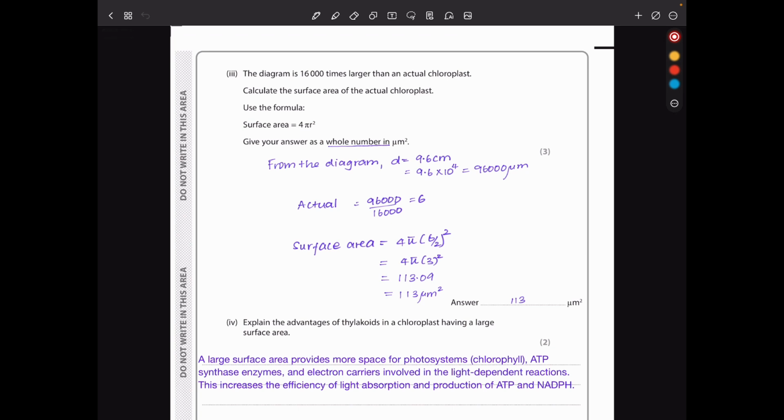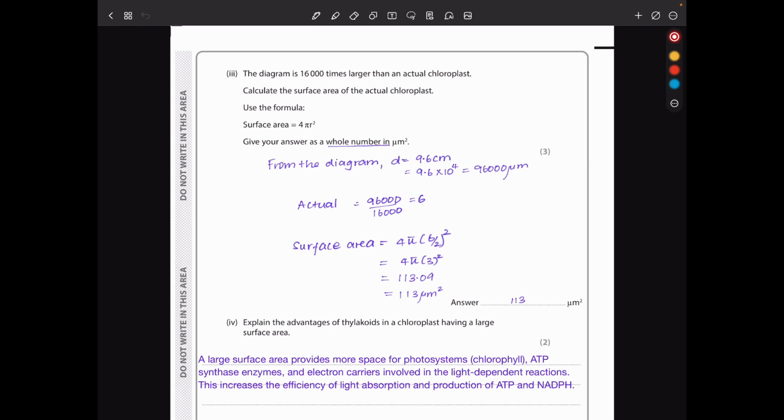Next, they say the diagram is 16,000 times larger than the actual chloroplast. Calculate the surface area of the actual chloroplast using this formula. From the diagram, I got a measurement of 9.6. This is in centimeters, but they've asked us to write in micrometers squared, so I need to convert the diameter into micrometers. To convert centimeters to micrometers, you multiply by 10,000, so I did that. And so I needed to get the actual size. The actual is going to be that divided by 16,000, because they say 16,000 times. And this gave me a 6 as my diameter.